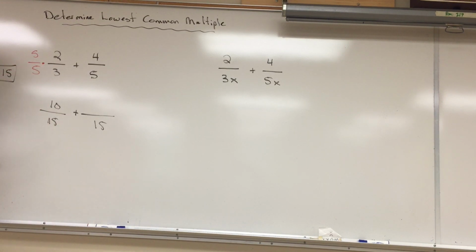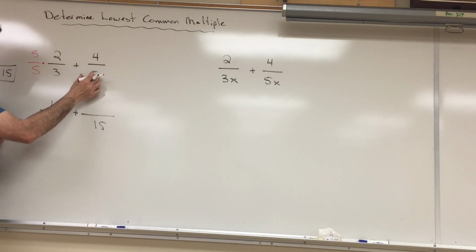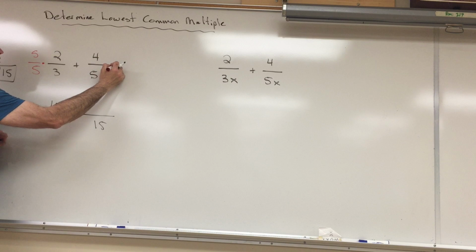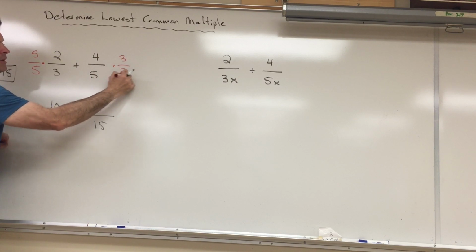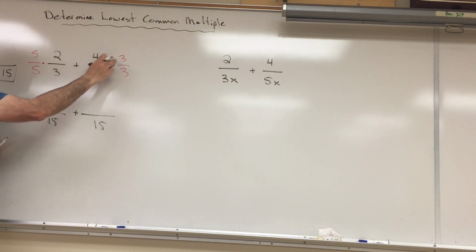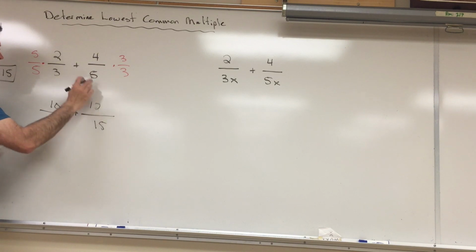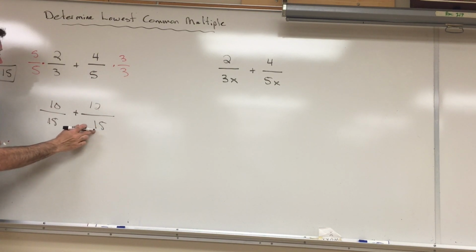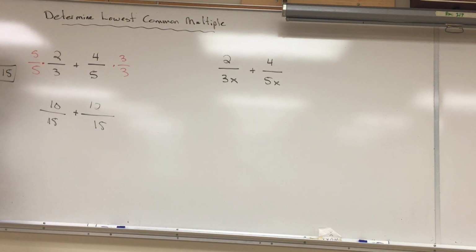5 over 5, that's equal to 1. And when you multiply anything by 1, you're not changing its value. The numbers are different, but the value is the same. 2/3 is equal to 10/15. Now, what do you have to multiply to 5 to get to 15? We have to multiply by 3. So we're going to multiply top and bottom by 3 here. 4 times 3 is 12. 5 times 3 is 15.